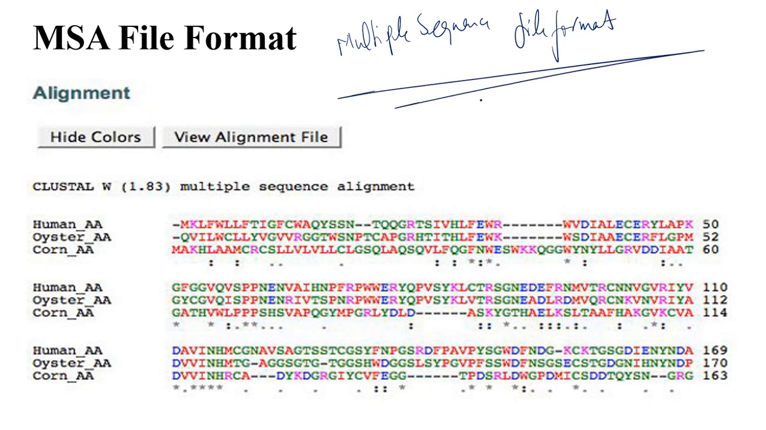Multiple sequence means when we have n number of sequences. We will see these alignments in the second unit. We'll read about it, and we will solve some numericals also.